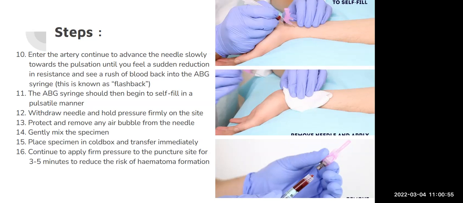So we have to let the blood fill into the syringe spontaneously. Then once we get enough blood, withdraw the needle and hold pressure firmly on the site. Since we use arterial blood, it has high pressure, so we need to press firmly on the site. And then protect the needle and remove any air bubbles.